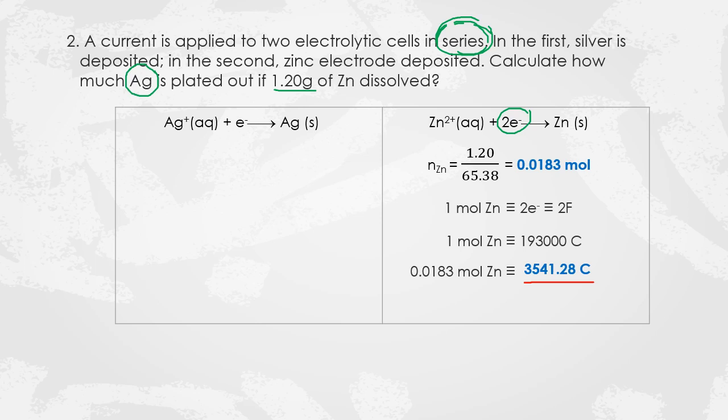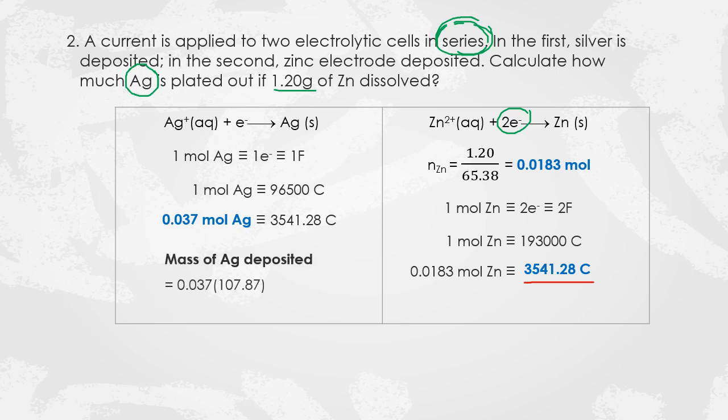So we're going to use this information here and then use it in the silver electrolytic cell because they are connected in series. So from the half cell equations of silver, we know that 1 mole of silver will have 1 mole of electrons. Therefore, 1 mole of silver will require 96,500 coulomb. As for 3541.28 coulomb, require 0.037 mole of silver. So from this number of mole, we can simply times it with the molar mass of silver, which is 107.87. And lastly, we'll get the mass of Ag deposited as 3.96 gram.